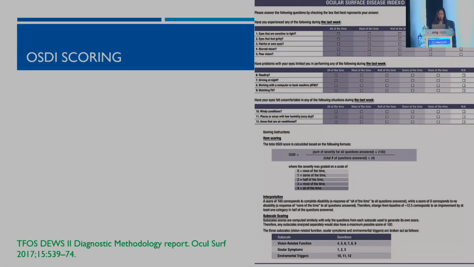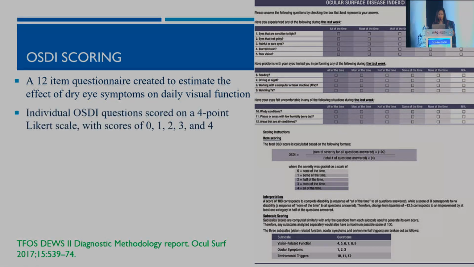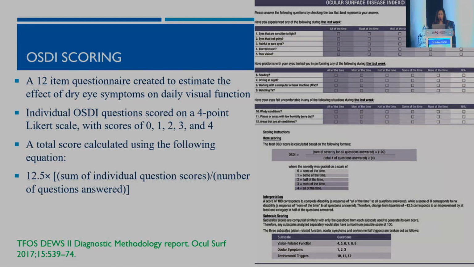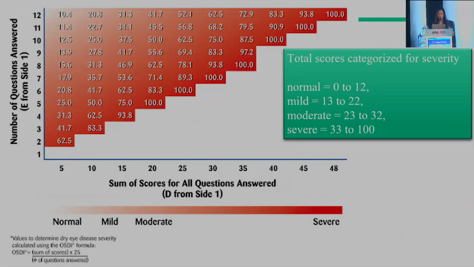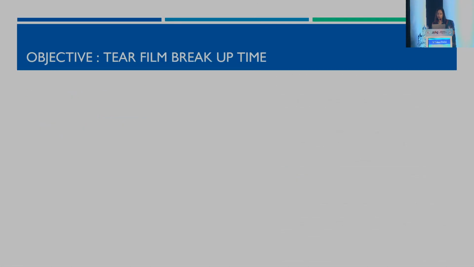OSDI scoring is very commonly used. It is a 12-item questionnaire, with each item ranging from 0 to 4, and the patient has to answer these questions. The sum of individual question scores is multiplied by 12.5 and divided by the number of questions the patient has answered, yielding a score from 0 to 100, with 0 being normal and 100 being the severe form of dry eye. A variety of simplified questionnaires are also available to assess subjective ocular surface disease.